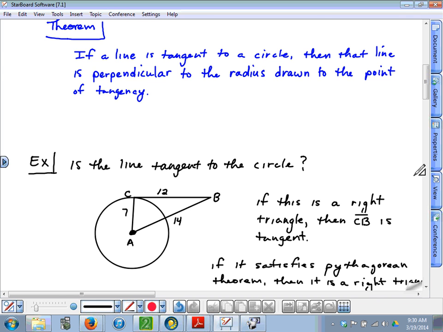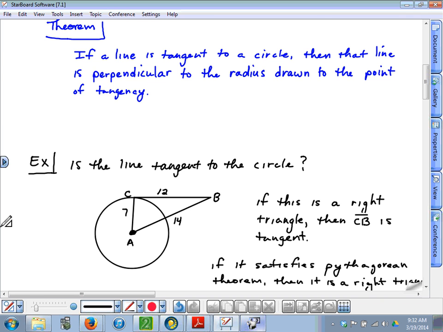So on this example here, we have all the sides of a triangle. If this is a right triangle, then in this case, segment CB is tangent because that would be a right angle. So if it satisfies the Pythagorean theorem, and the key word there is satisfy, it has to satisfy the Pythagorean theorem. Just because there are 3 sides of a triangle that looks like a right triangle doesn't mean it is. Does 7 squared plus 12 squared really equal 14 squared? If it does, this is a right triangle. If it does not, it's not a right triangle.